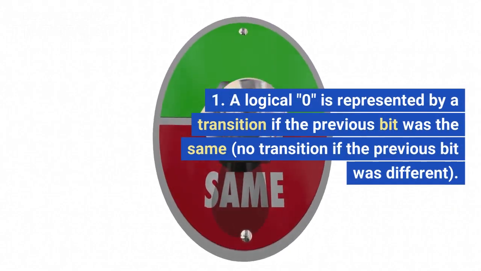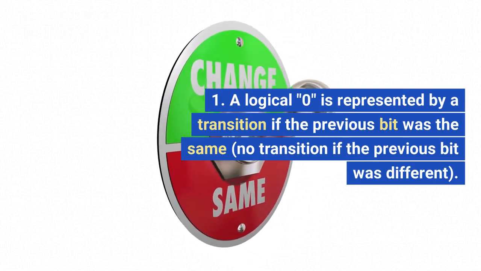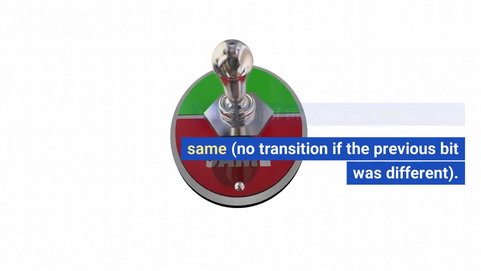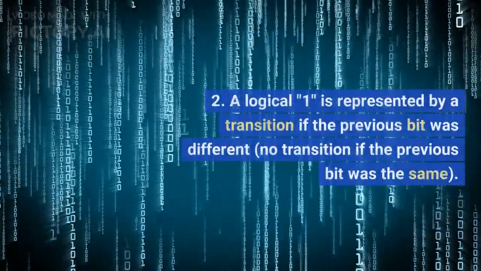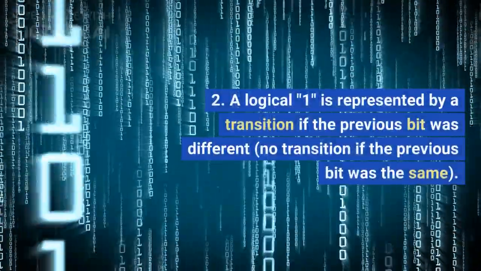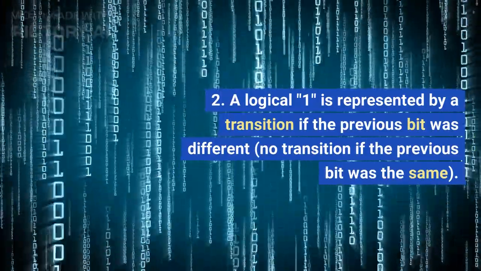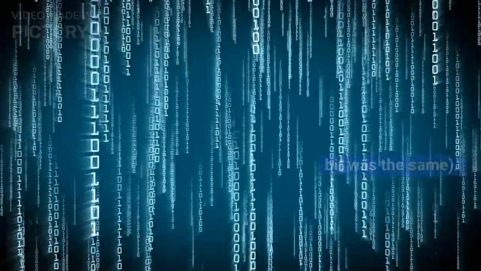A logical 0 is represented by a transition if the previous bit was the same. No transition if the previous bit was different. 2. A logical 1 is represented by a transition if the previous bit was different. No transition if the previous bit was the same.